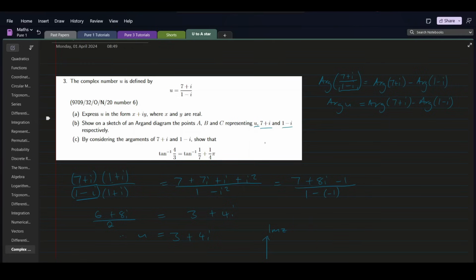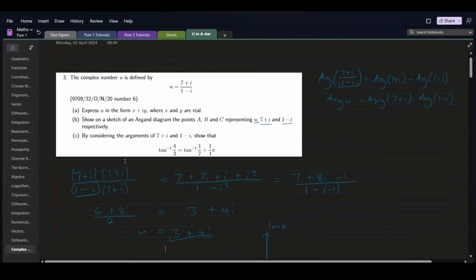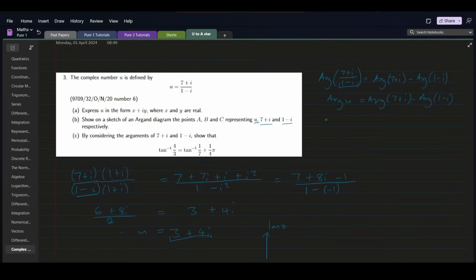Alright, so let's evaluate arg u. We know that u can be written as 3 plus 4i. So arg u would be equal to, since we have 3 and 4, arctan of 4 over 3.